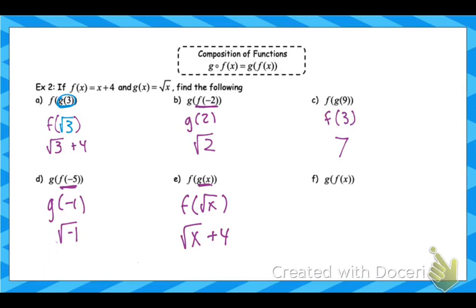Very similar to the next one, but f of x is on the inside. So f of x is x plus 4. So I'm doing g of x plus 4. In the g of x function, I replace x with x plus 4.